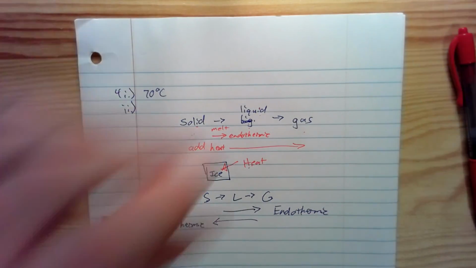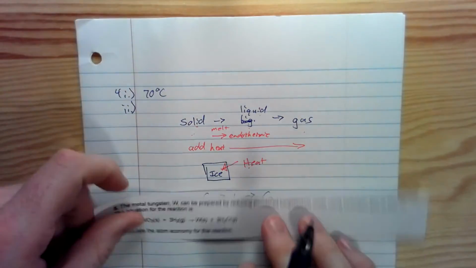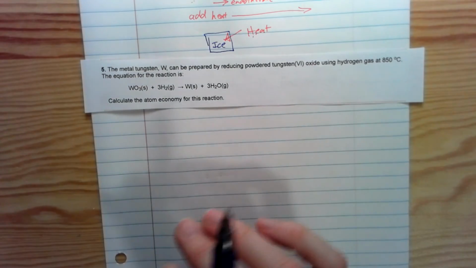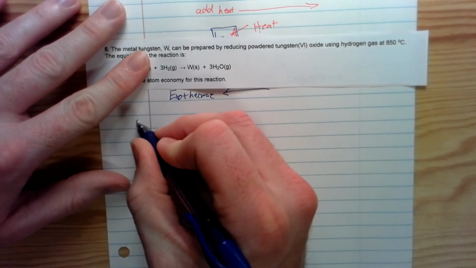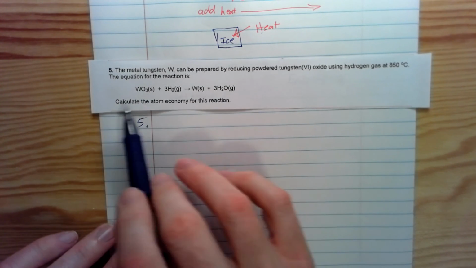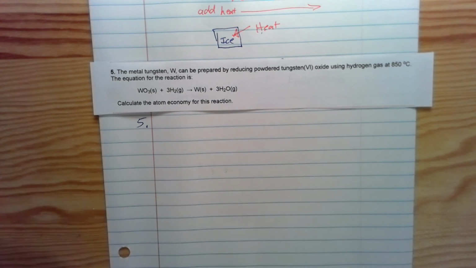Now, the last one, question number 5, deals with atom economy. And this is actually very simple, but I'm not sure we really went over it too much. So the question says that the metal tungsten, which is the symbol W, can be prepared by reducing powdered tungsten 6 oxide using hydrogen gas at 850 degrees Celsius. The equation for the reaction is listed here. Calculate the atom economy for this reaction.